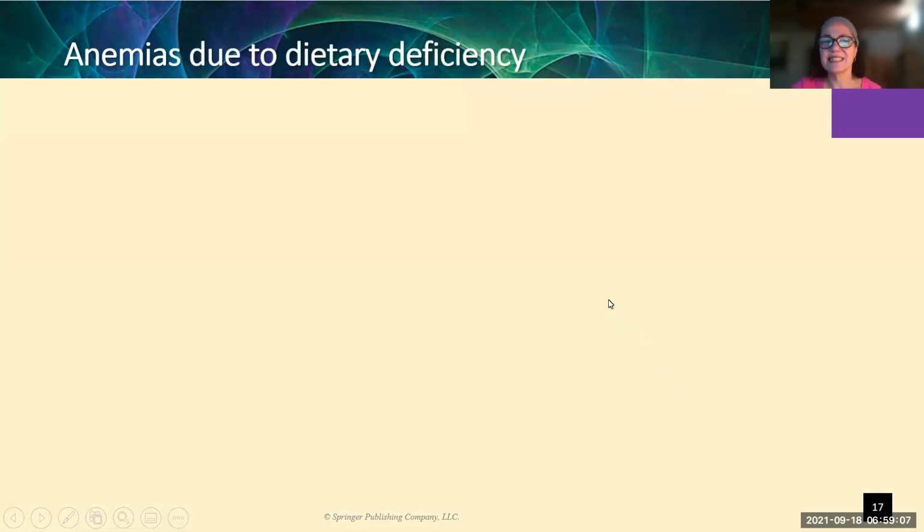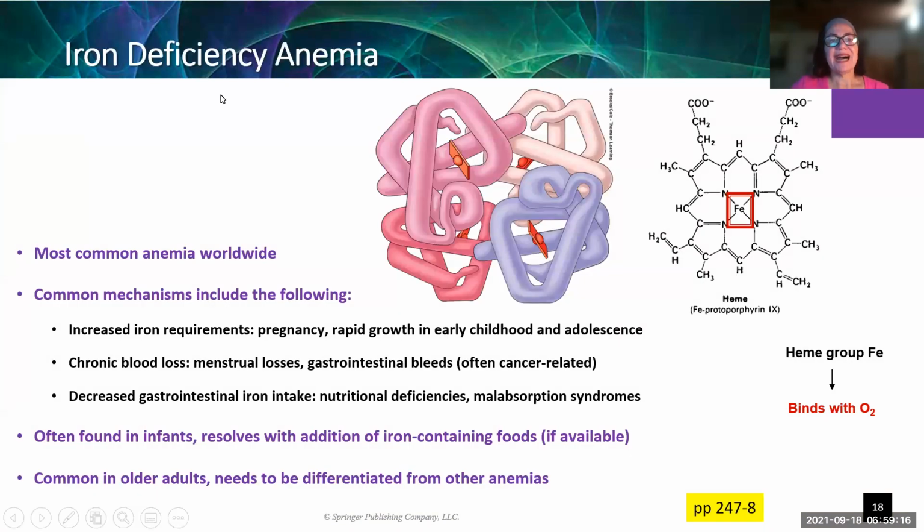Now, as I hinted, there are some anemias due to dietary deficiencies, and we're going to do those next. Iron deficiency anemia, by a long shot, is the most common one. This is the most common anemia worldwide.